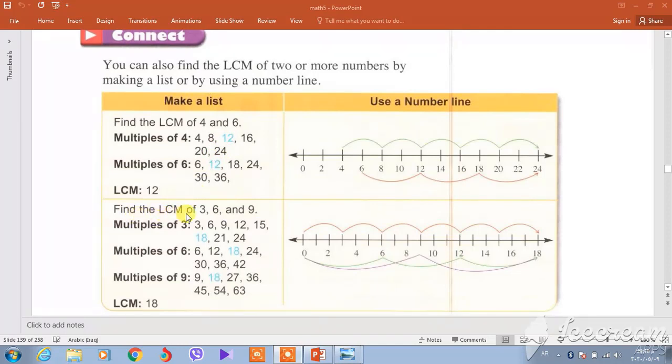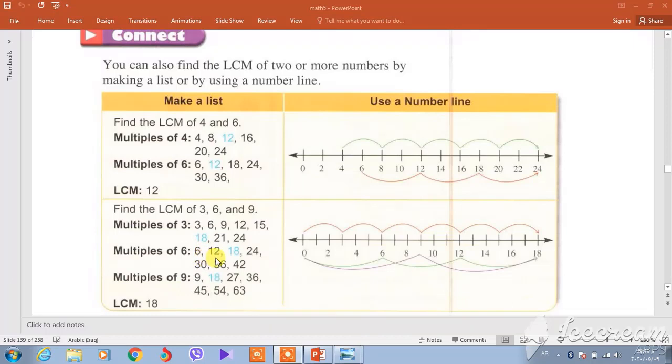And find the LCM if we have 3 numbers: 3, 6, and 9. The first time find the multiples for each of them. After that, identify which number is LCM. For 3, we have 3, 6, 9, 12, 15, 18, 21, 24. That's enough. And for 6, we have 6, 12, 18, 24, 30, 36, 42. And for 9, 9, 18, 27, 36, 45, 54, 63. You can just find 5 numbers for each set.